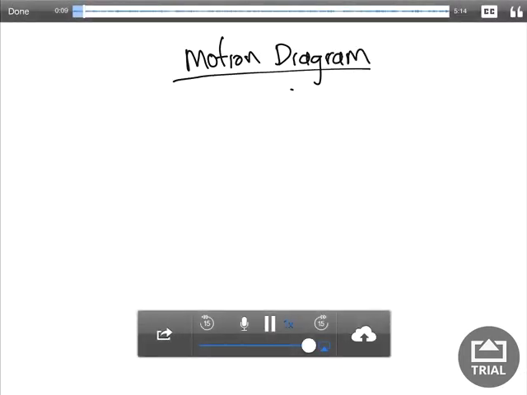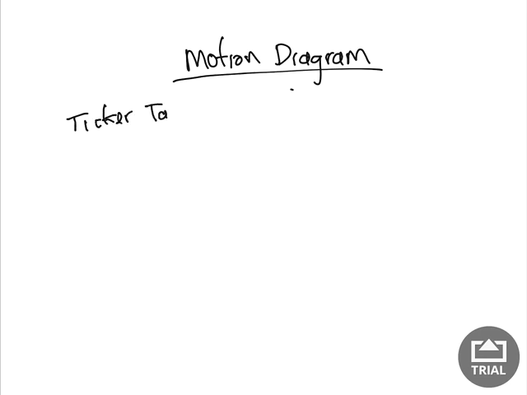What is a motion diagram? How you doing, guys? Today we're going to be talking about motion diagrams. So, what is a motion diagram? Now remember, we were using ticker tape diagrams on Friday.